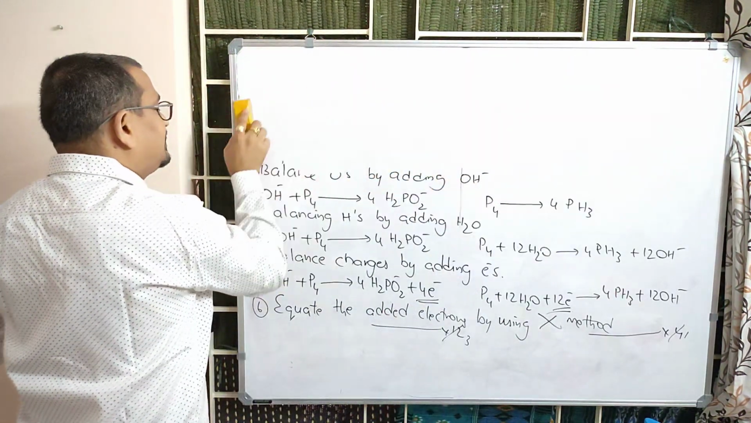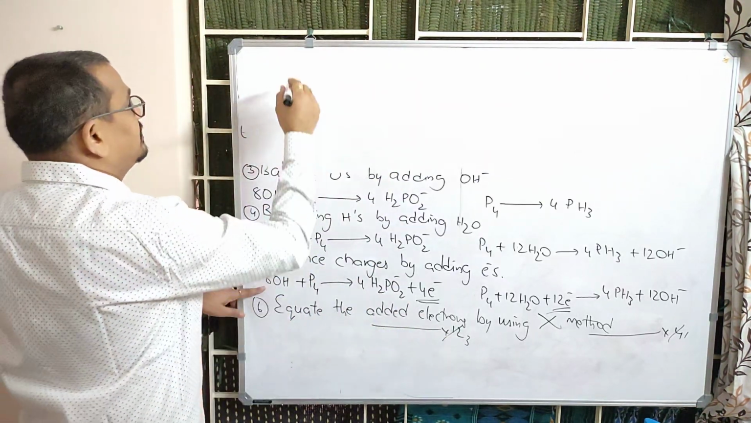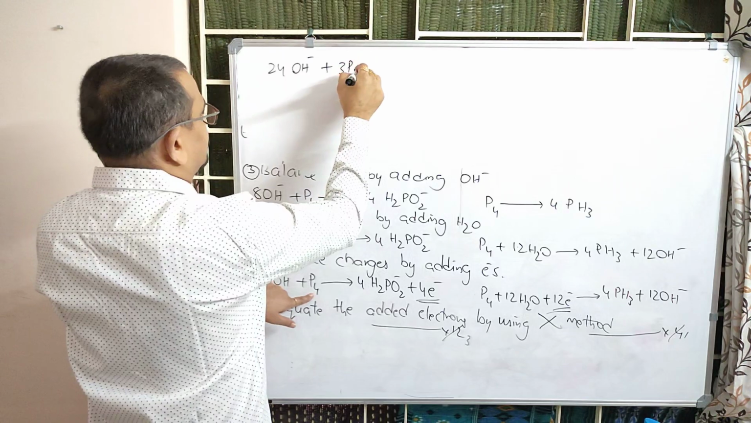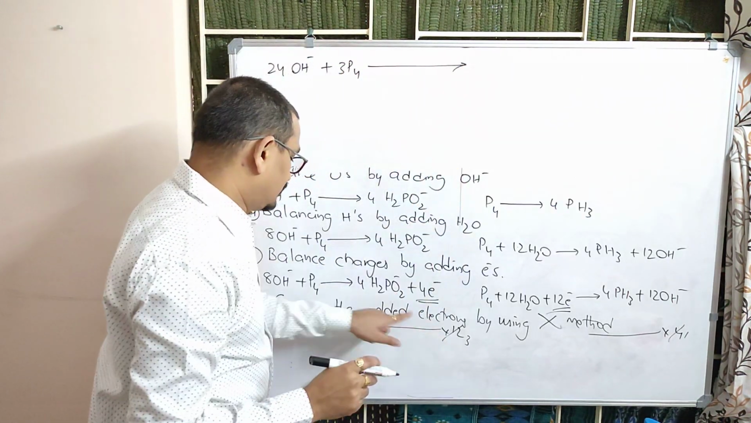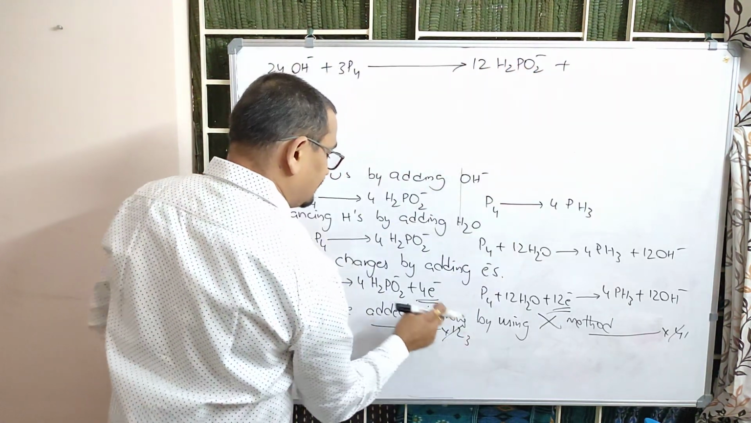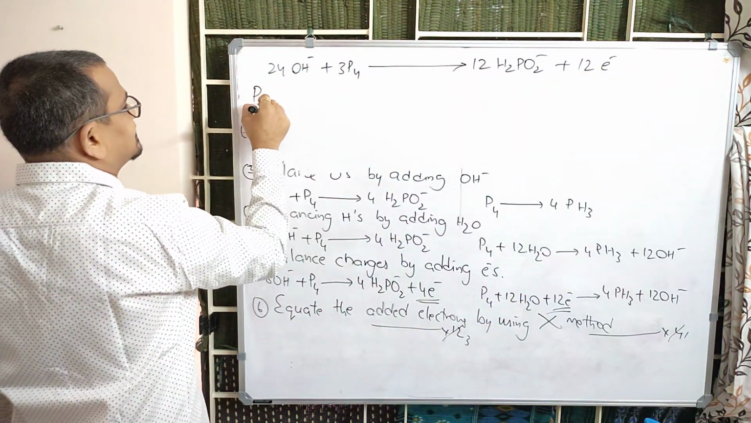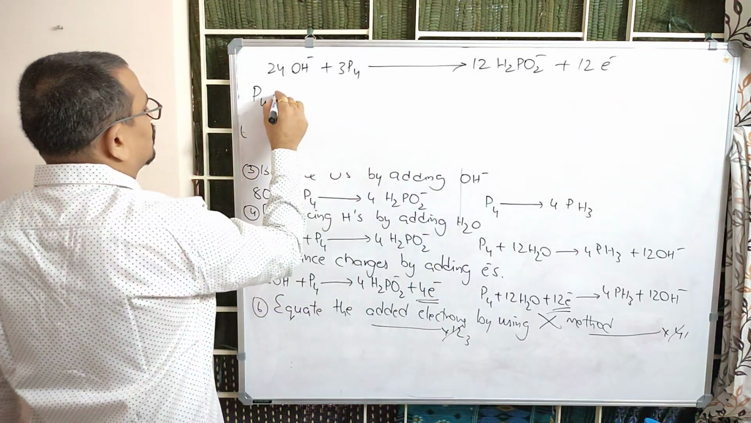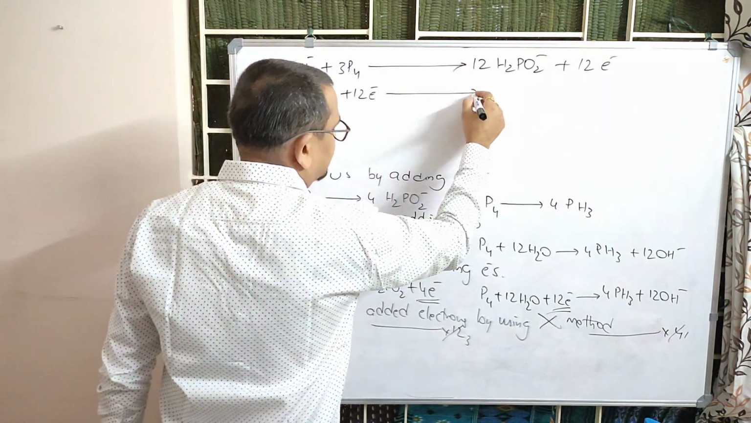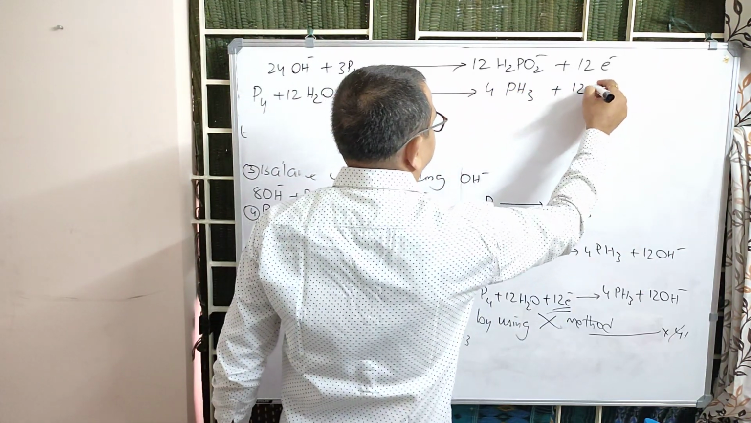Now let us multiply these equations with the opposite number of electrons using the crisscross method, so that we can equate the number of electrons. How? See, multiply this equation with 3. 24 OH minus plus 3P4 giving rise to 12 H2PO2 minus plus 4 3s 12 electrons. Next, multiply that with 1, meaning take it as it is. P4 plus 12 H2O plus 12 electrons giving rise to 4 moles of PH3 plus 12 OH minus.